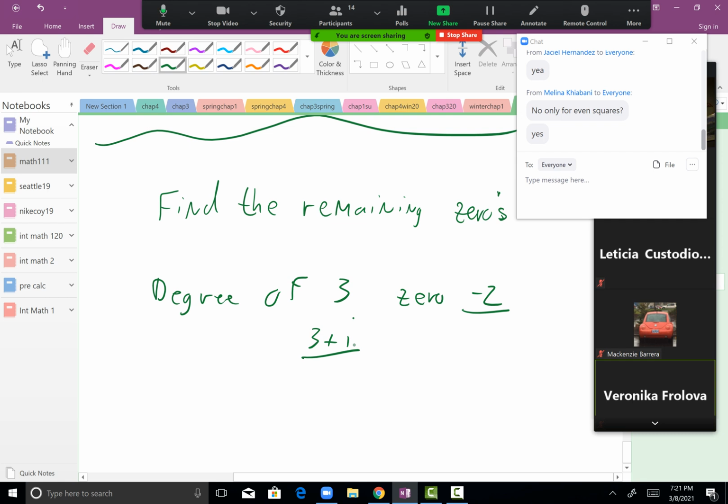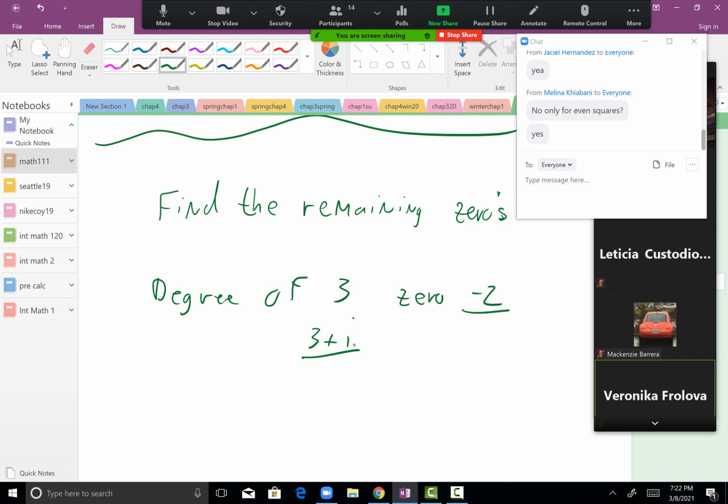Now, a zero can be imaginary, because the reason why it's called a zero is if I put that value, whatever that number is, in for x, I will get 0 when I'm done. So you could put 3 plus i into a polynomial for x, and it's going to give you a value. You can actually use synthetic division on an imaginary. It's messy, but you can do it.